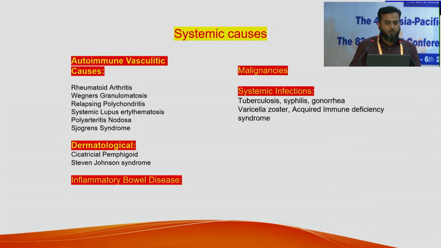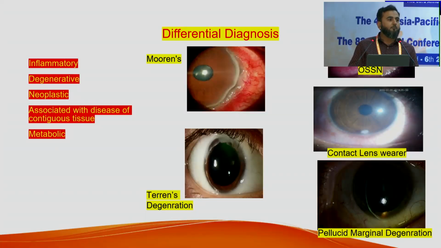Now coming to the systemic causes. The systemic causes can be autoimmune, dermatological, inflammatory, and malignancies. In autoimmune, you can have rheumatoid arthritis, relapsing polychondritis, systemic lupus erythematosus, polyarteritis nodosa, Sjogren's, dermatological causes, and the list goes on. So the gamut of a peripheral ulcerative lesion can be as severe as this to as mild as just a chronic contact lens user presenting to us with just a dot-like infiltrate. You can also misdiagnose a degenerative condition as a PUK, a degenerative condition like Terrien's marginal degeneration.